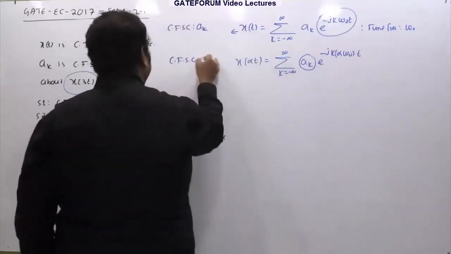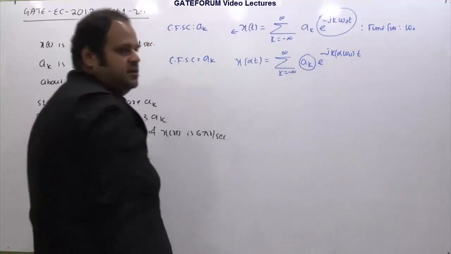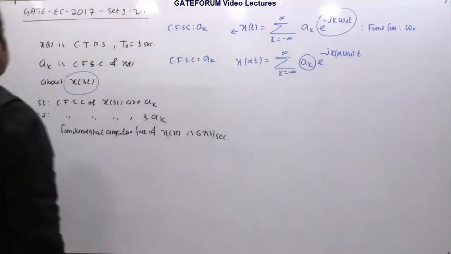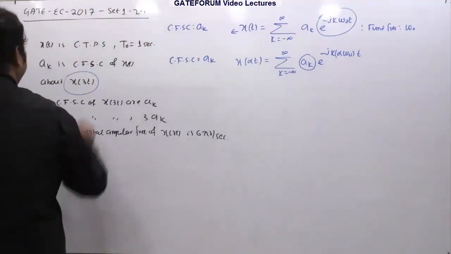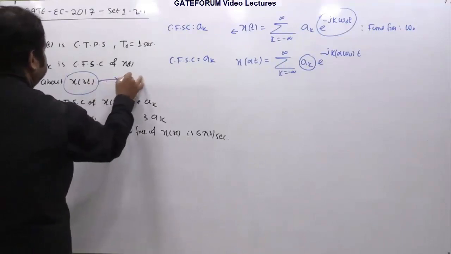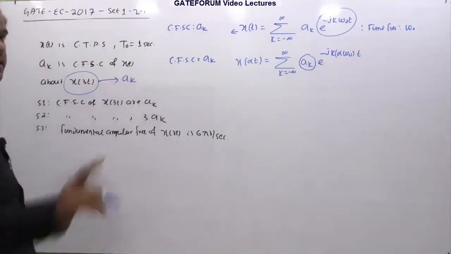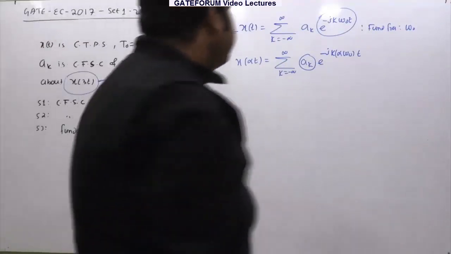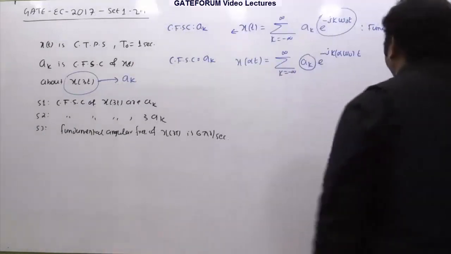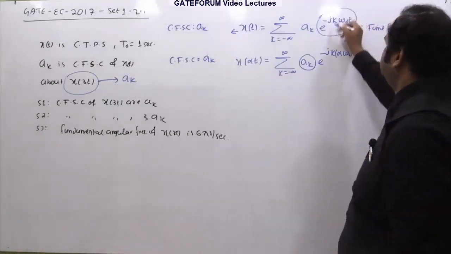So the complex Fourier series coefficient of this is still ak. The complex Fourier series coefficient of x of t was ak, and for this also it will be again ak. It is not 3ak, it is ak. Next is regarding the frequency. So here if you see, this is what the frequency is, right?